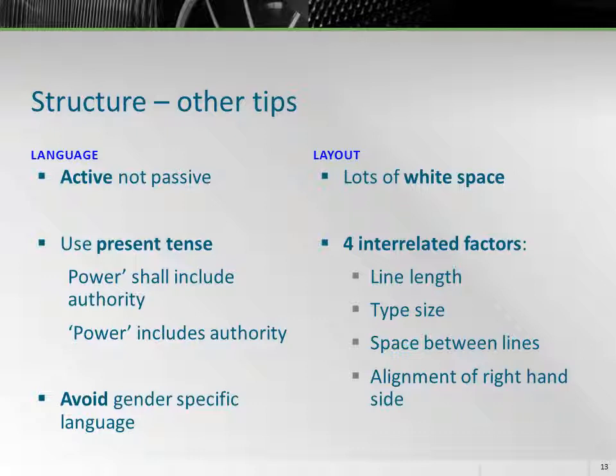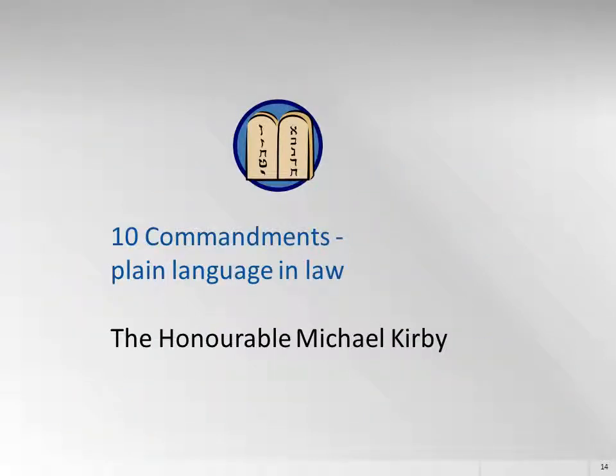Think about your line length and the type size. Don't use type size 9. Don't use type size 10, too hard. Don't use type size 14. So usually type size 11 is acceptable, and think about the space between lines and also the alignment. The use of gender-specific language should be avoided as well. Think about that. And importantly, the active voice, not the passive. Now, we as lawyers love to talk and to write in the passive, not the active. And it is a challenge for me, and it's a challenge for you to actually structure our documents using active language.